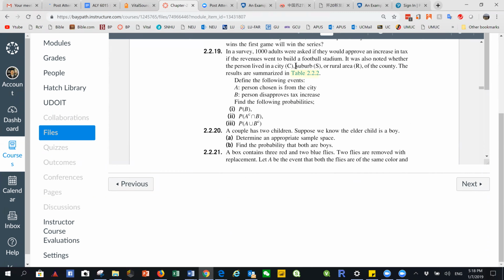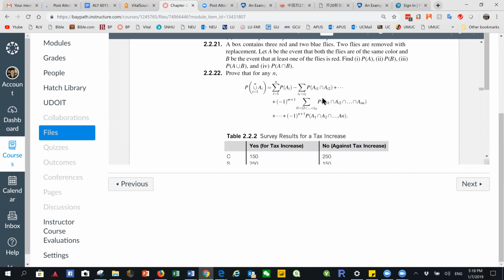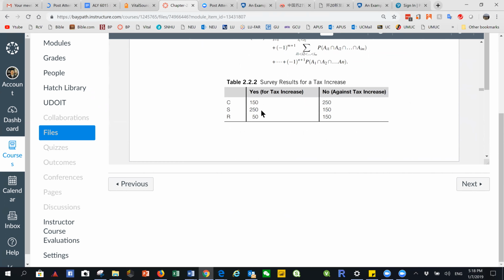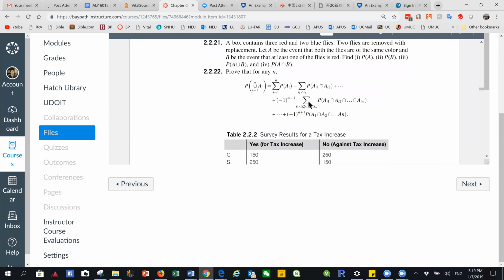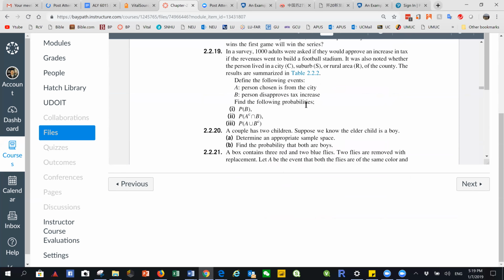All right, for question 19, you refer to table 2.22 and then define the following events. A is a person chosen from the city. B is a person who disapproves of the tax increase. Okay, so from table 2.22, you see the survey results of the tax increase. And you see that C is living in the city.